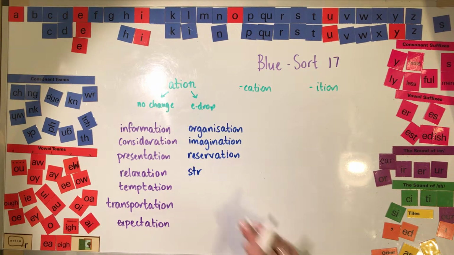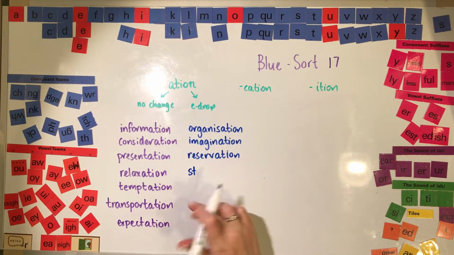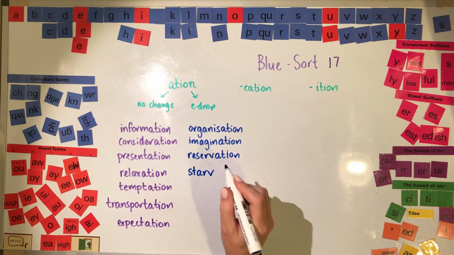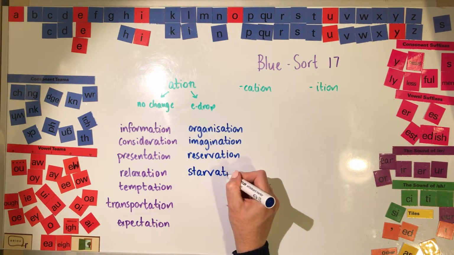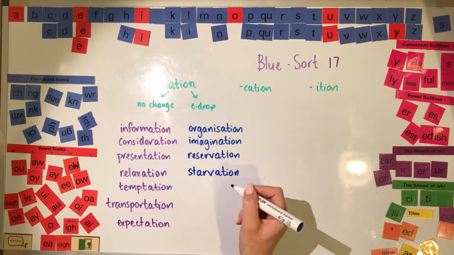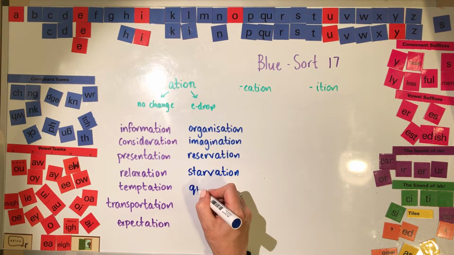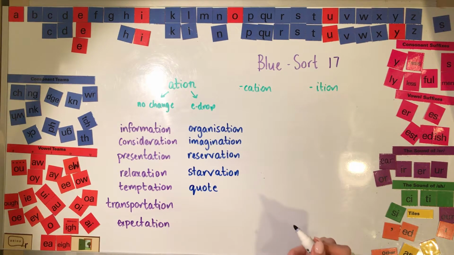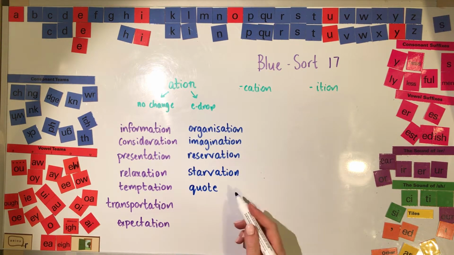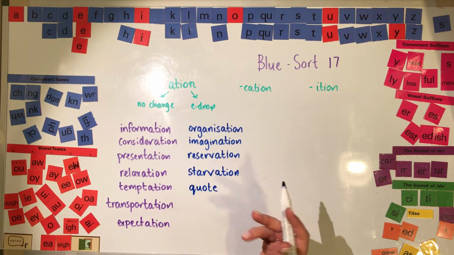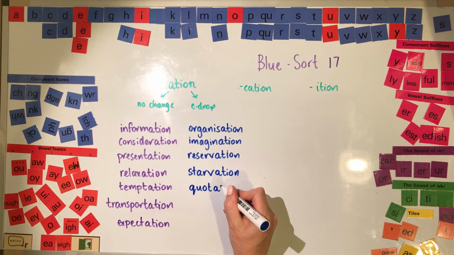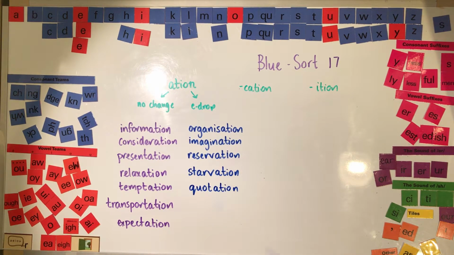Starve. Whoop. Starve. That's got an E there, but I don't put it in because I want to put ation. So I've got starvation. Quote. A quote. That's the word. Couldn't resist writing the E just to show you the base word. Quote. You probably know how to spell quote. But did you know how to spell quotation? Well, now you do. See? Easy.